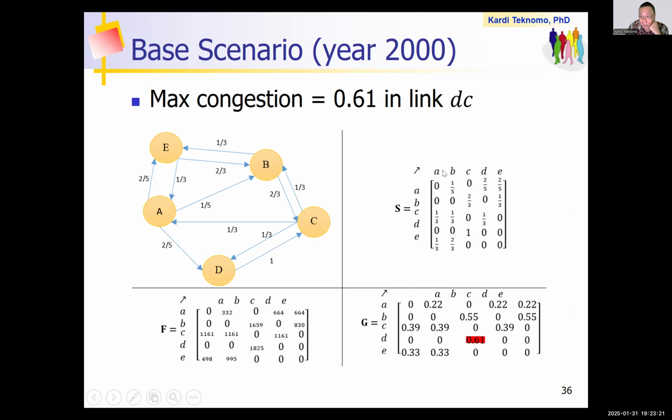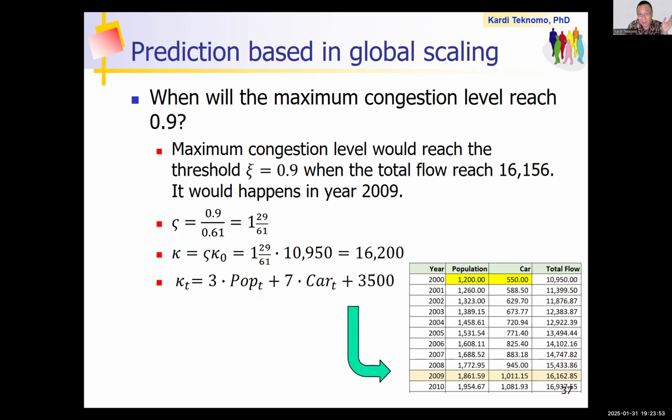Okay, and based on this assumption, then you can calculate the flow and you can calculate the congestion. Yeah, congestion is just the flow divided by the capacity of the same unit. Okay, so then you can get the maximum congestion is 0.61 at the year of 2000. Okay, so from that, then you ask when it will reach 0.9, right? The policy said 0.9 is the one at which we will increase the number of lanes. Yeah? So it will reach 0.9, okay, when the total flow will reach 16,000. Yeah? How do you get that?